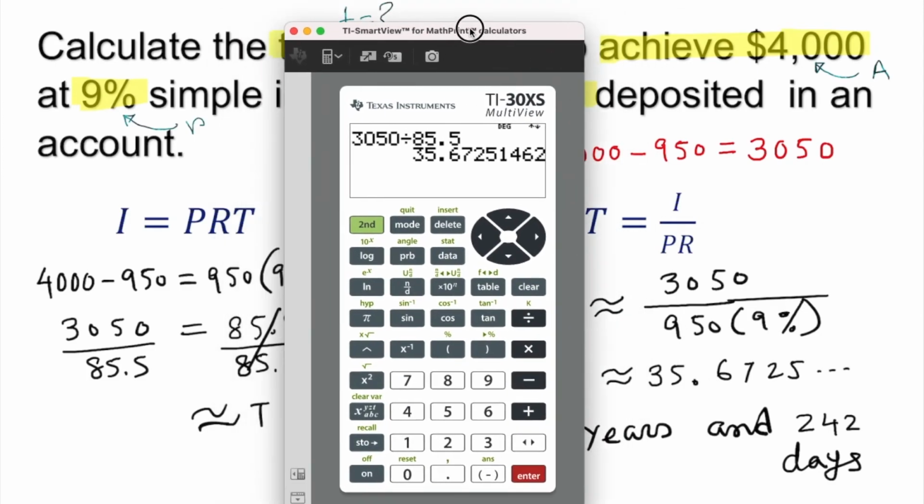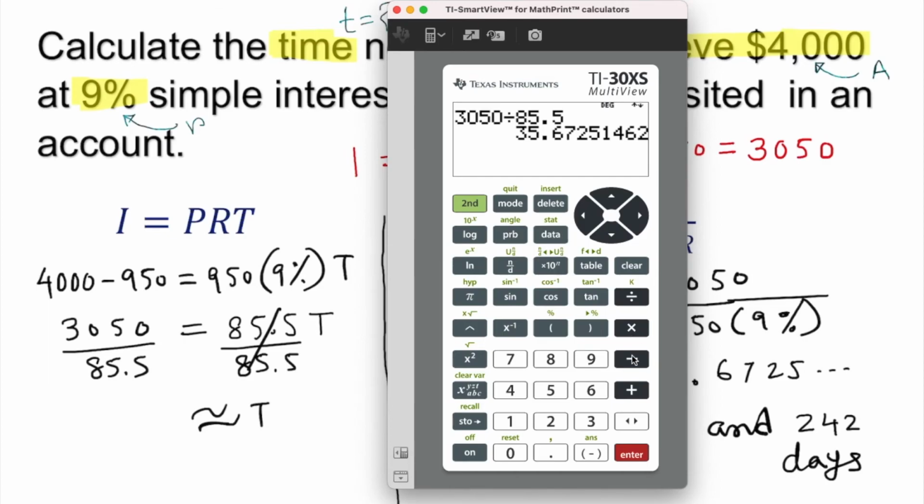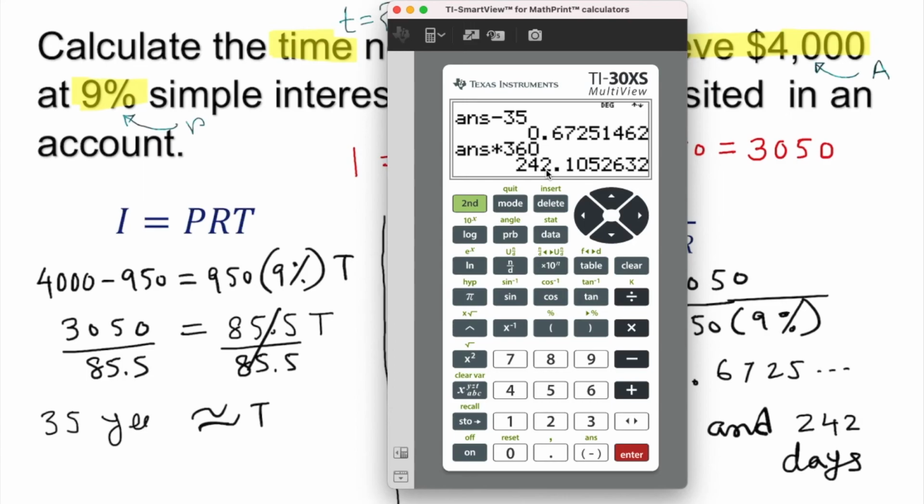So same thing again, how we convert it. Take out 35, the years are gone, and multiply by 360. And that is how we find 35 years and 242 days approximately. Thank you.